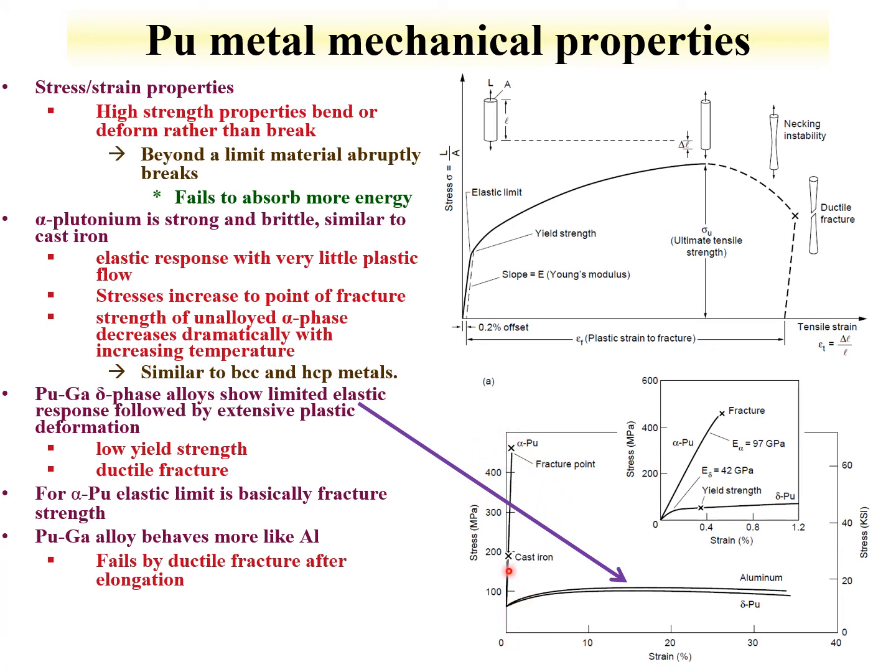As we see with the alpha phase, it's more like cast iron, where it would just fracture after putting a certain amount of stress onto it. It wouldn't bend very much, whereas the delta phase would act more like aluminum. After a certain amount of stress, it would start to increase in length. So an example, for those of you who have not seen stress-strain relationships, is shown up here.